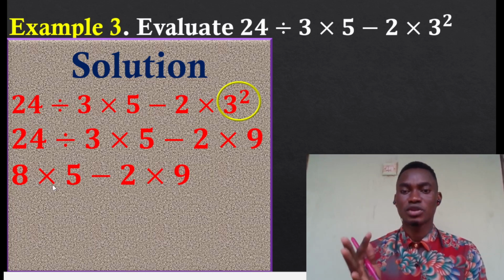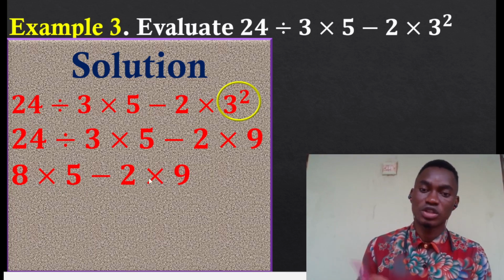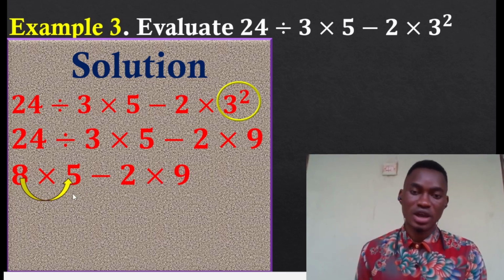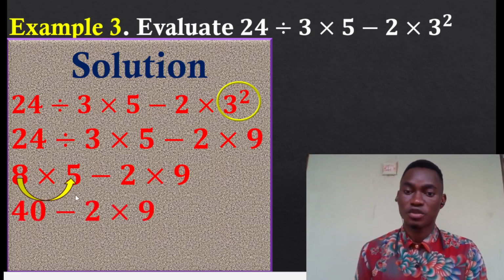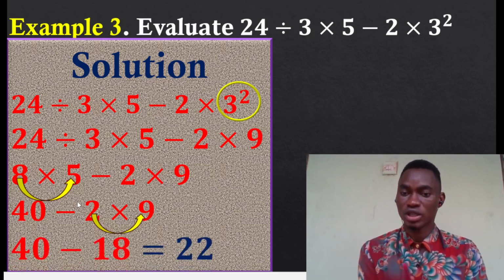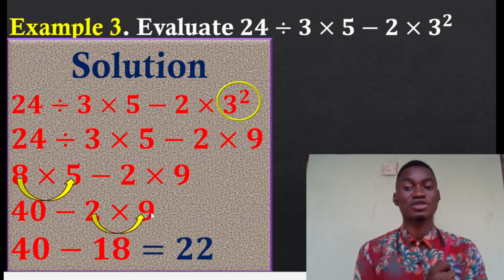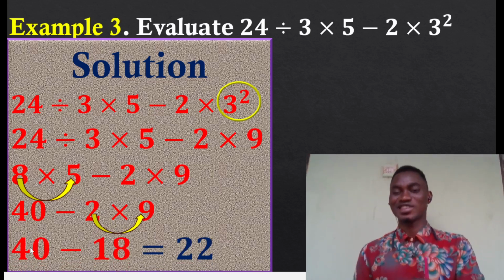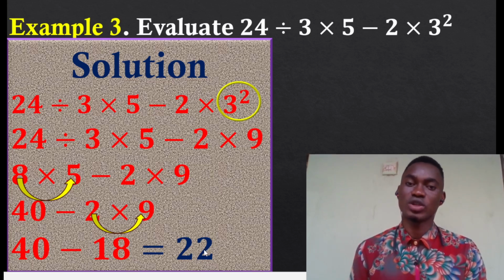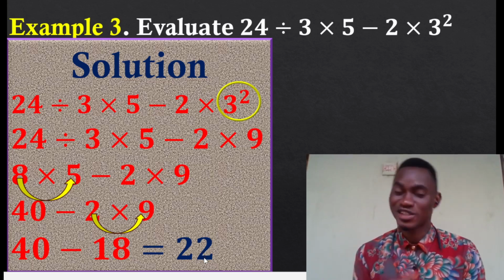So now we have 2 multiplication operations here. So we're going to perform the 2 simultaneously. So we have 8 times 5 to give us 40. Then minus 2 times 9 will give us what? 18. So 40 minus 2 times 9 actually gives us minus 18. Alright. So 40 minus 18 leaves us with what? 22. Alright? So it's very, very simple.